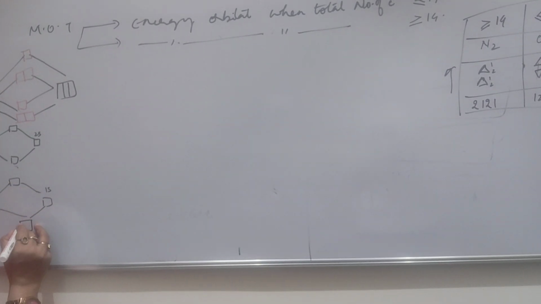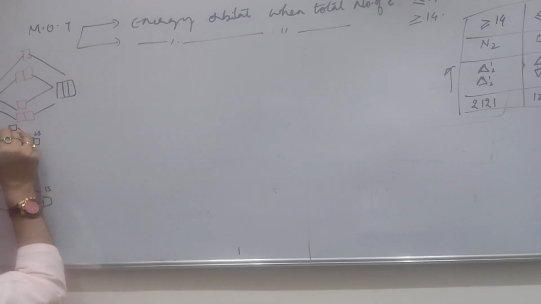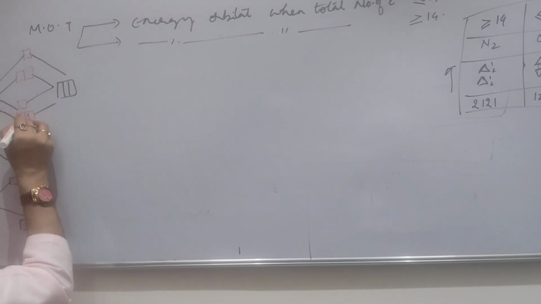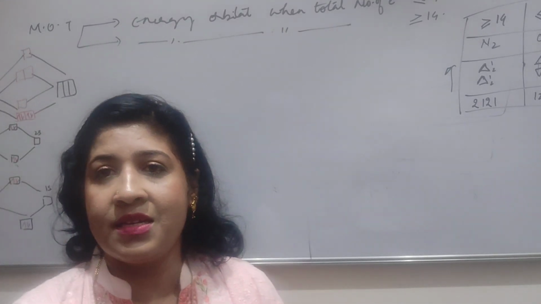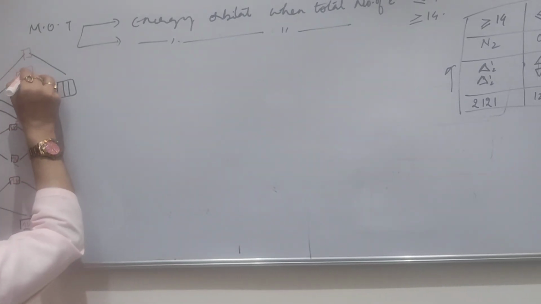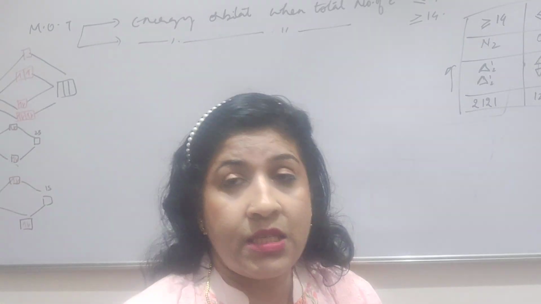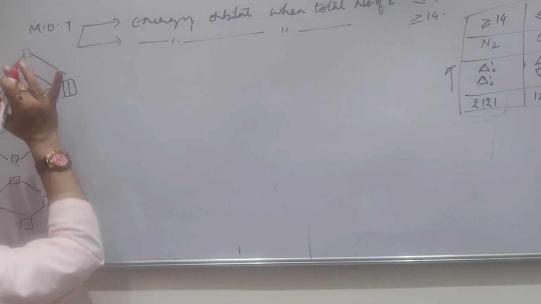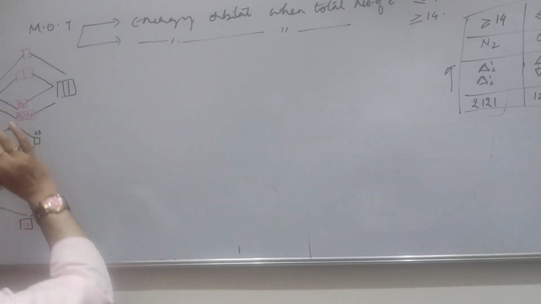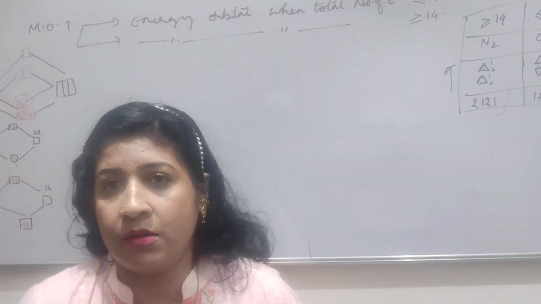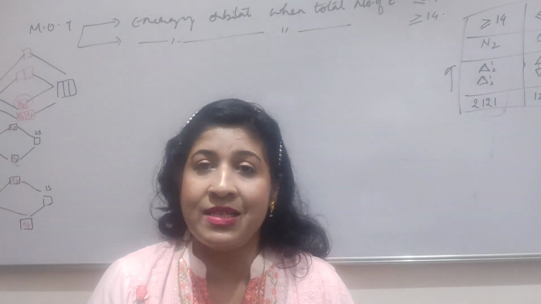So in the 1s orbital, 1, 2, 3, 4, 5, 6, 7, 8. Here 9, 10, 11, 12. 13, 14, 15 and 16. Because this is a nitrogen molecule, we are going to stop here. So it is 14 electrons. Now, what you can see here is the last is being paired. So nitrogen with 14 electrons is paired.